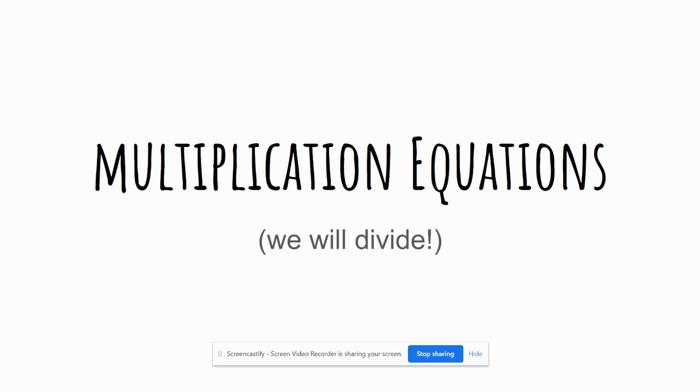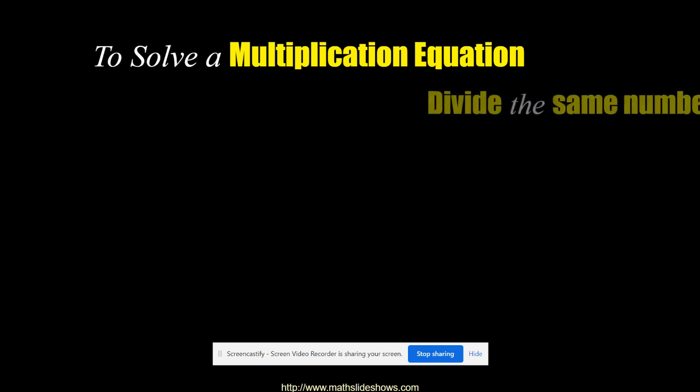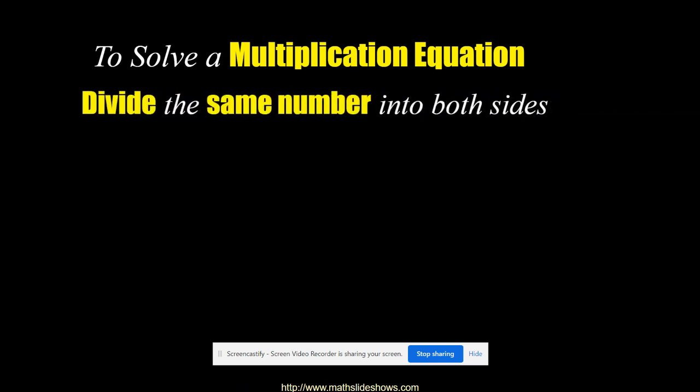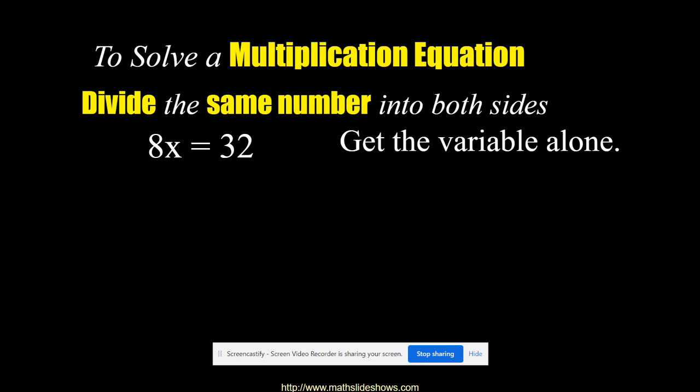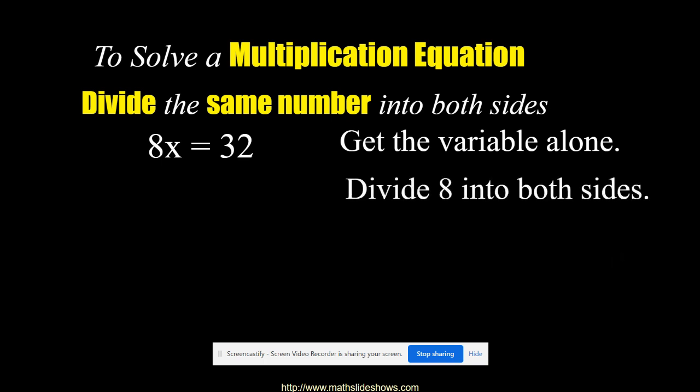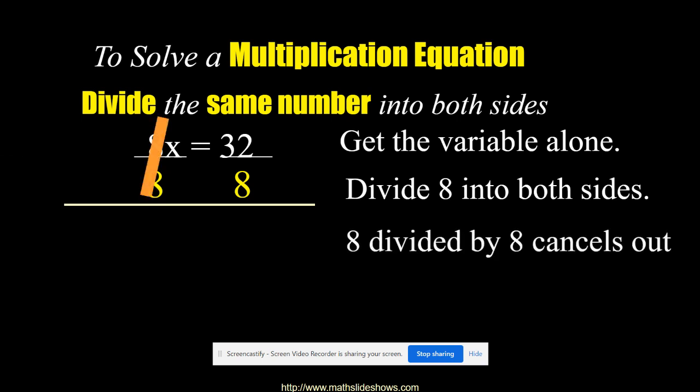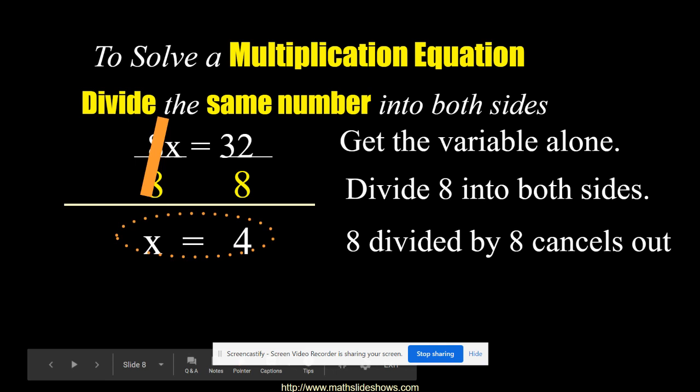If it's a multiplication equation, of course, we're going to divide. There we go. Divide the same number into both sides. So we have 8x equals 32. We want to get that x by itself, but he's kind of busy right now. What's he doing? He's multiplying. So how do we undo that? How do we reverse the multiplication? Well, we divide. We're going to divide both sides by 8. The 8's are going to cancel out, and now we're just left with x equals 32 divided by 8. And of course, 32 divided by 8 is 4, and we're done.